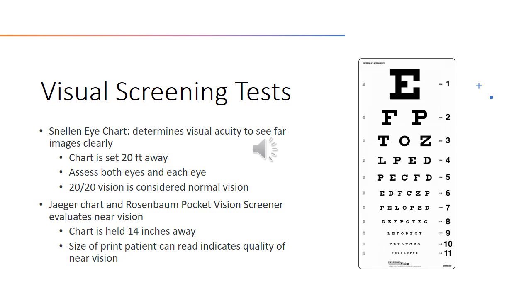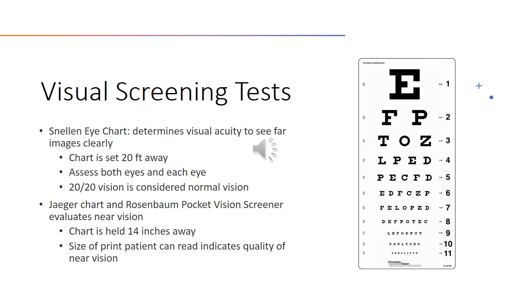When we are testing someone's vision, or doing a visual screening as they call it, we're going to be using a Snellen eye chart. The Snellen eye chart determines visual acuity, and that is the ability to see far images clearly. The chart is usually set 20 feet away. It assesses both eyes and then each eye separately. 20/20 vision is considered to be normal vision.